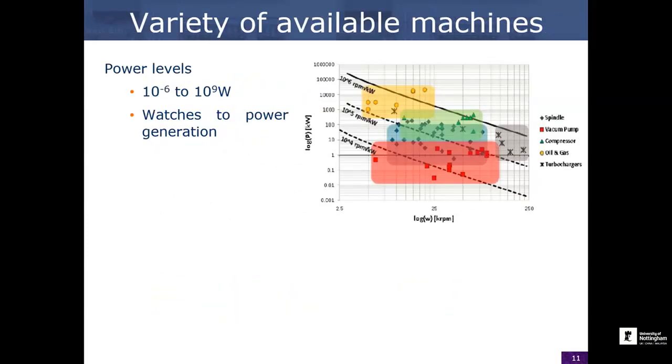So just to try and illustrate the variety of available machines to you, this is a figure that was done a few years ago showing the range of power levels in electrical machines. And you can see here we have 10 to the minus 6 up to 10 to the 9 watts. So these all represent individual machines. So this is talking about the smallest sort of micro movement electronics and watches, up to things like huge large scale power generation.